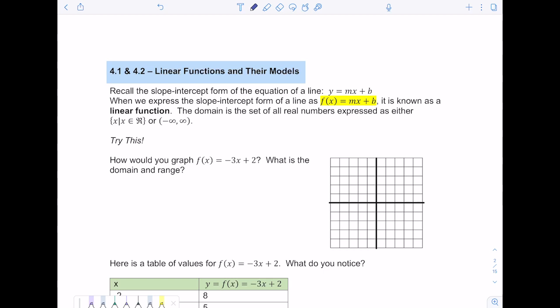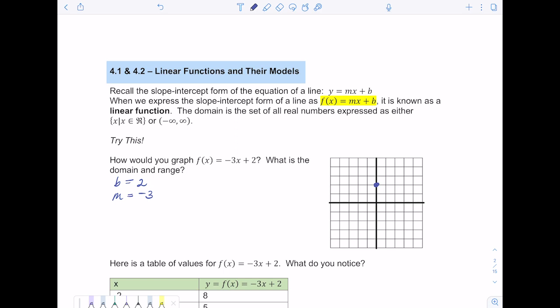Okay, so if you're given a linear function like f of x equals negative 3x plus 2, how would you graph it and what would be the domain and range? One way to graph it, since it's already in slope-intercept form, is to pick out your m and your b. If I look at that equation, my b is equal to positive 2, and my m, which is my slope, is equal to negative 3. So remember that one way you can graph that is to begin at the y-intercept, so begin at 2. So I'm going to put a dot on 2.